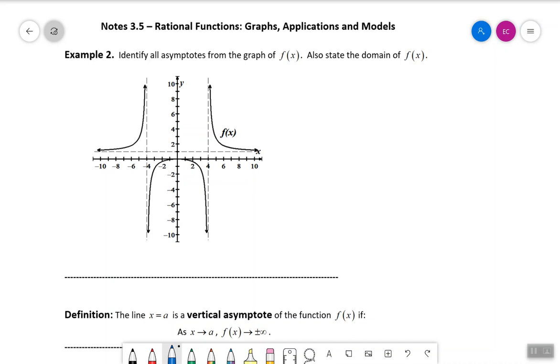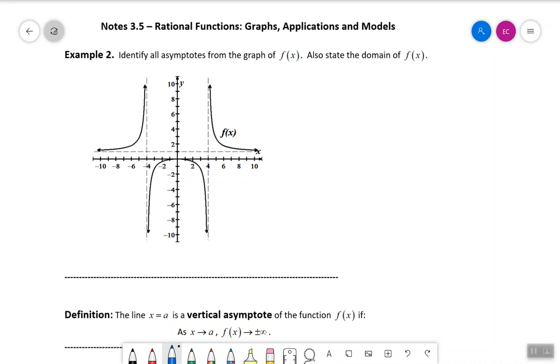In section 3.5, we're working on identifying asymptotes of rational functions, and we have example 2. We have a graph of a function f of x, and we want to identify all of the asymptotes, and we also want to state the domain of the function. You might take a moment and pause the video and try to do this problem for yourself, and then we'll go over it together.